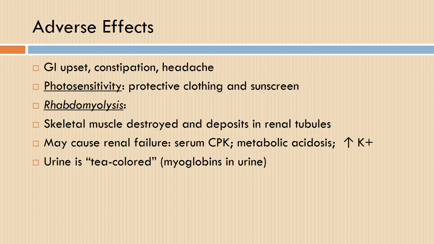Rhabdomyolysis is a rare adverse effect where skeletal muscle is broken down and excreted in the urine, causing the urine to have a tea or cola-colored aspect. This is an emergency situation, so the client should seek immediate care.